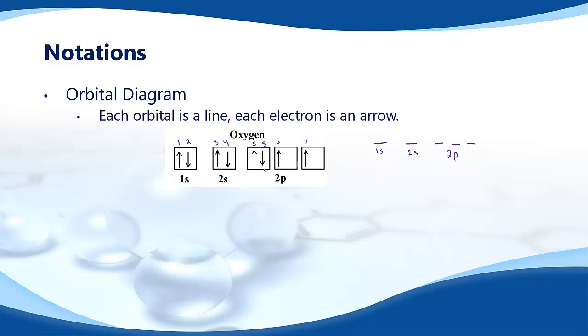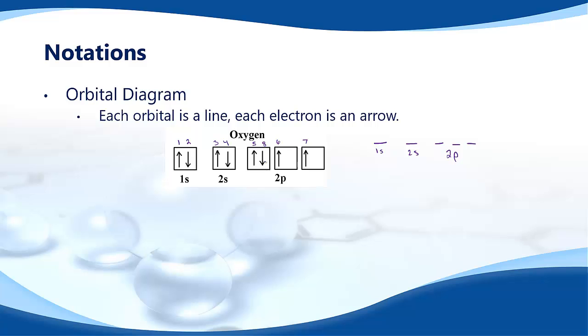And once I've drawn my 8 arrows, which is the number I'm allowed for oxygen, right? Because oxygen has an atomic number of 8, which means 8 protons and 8 electrons. So once I've drawn my 8, I'm done. I stop drawing arrows, okay? So that's an orbital diagram.